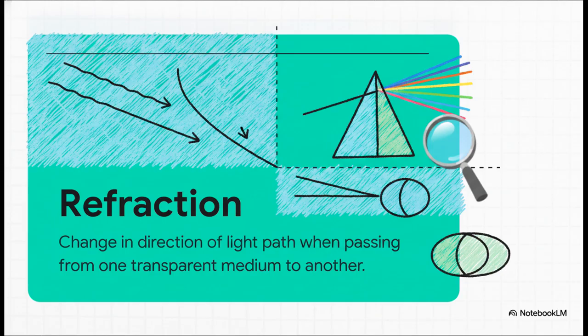Refraction is simply the change in the direction of the path of light when it passes from one transparent medium to another. But why does it happen? What's the actual physical cause? It's all about speed. Light changes direction simply because its speed changes the moment it enters a new medium. It's literally a surface phenomenon happening right at that invisible boundary between two different optical environments.